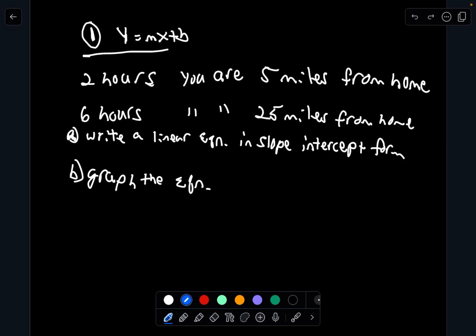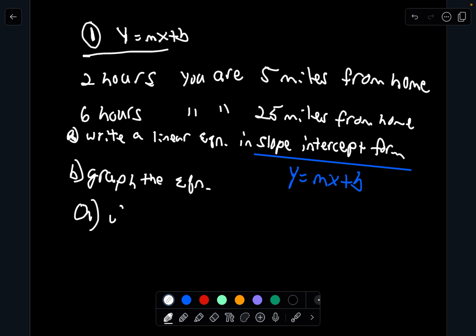Then at 6 hours, you are 25 miles from home. Then it says write a linear equation, and they tell you what form to use: slope-intercept form. So you have to know your forms. Slope-intercept form is y equals mx plus b. So think about this. They gave you 2 points for part A.